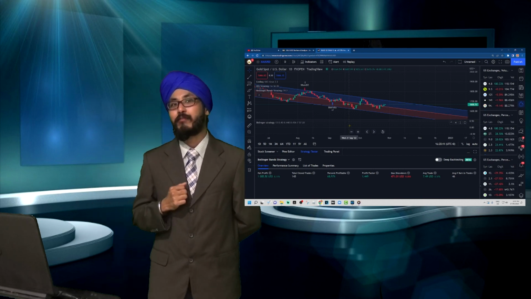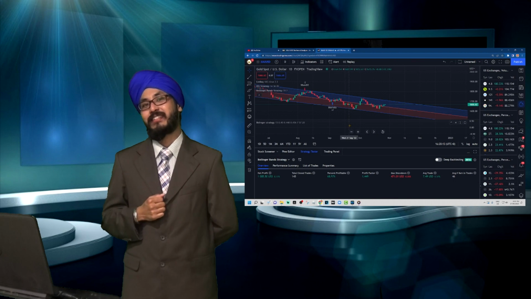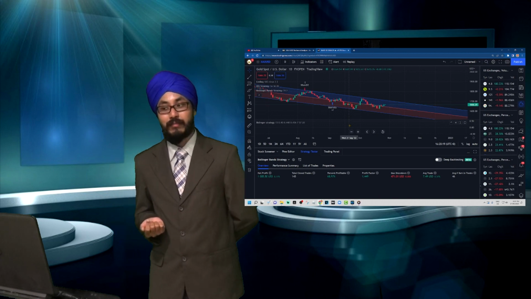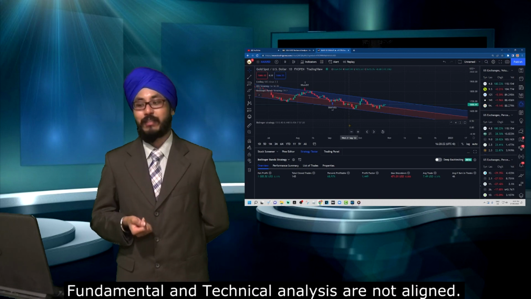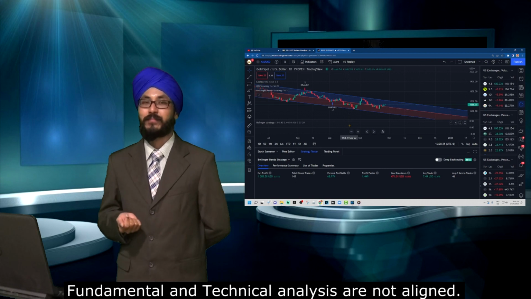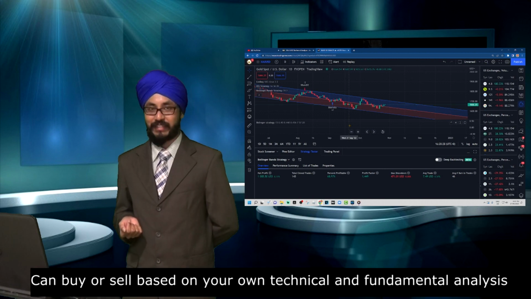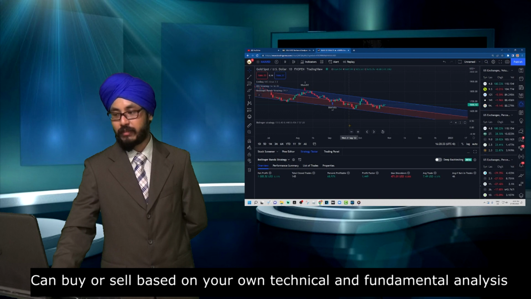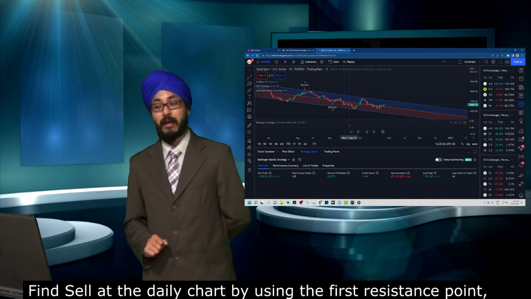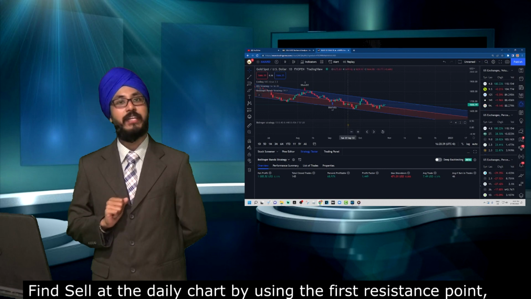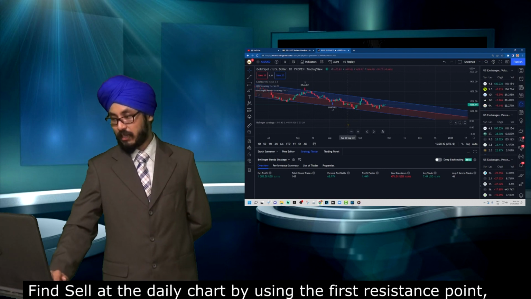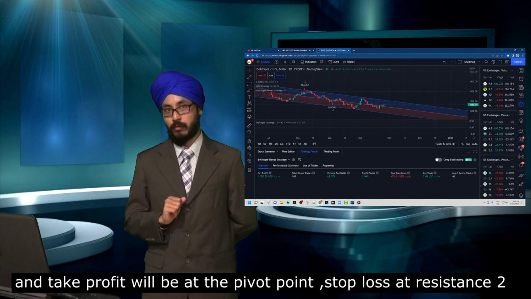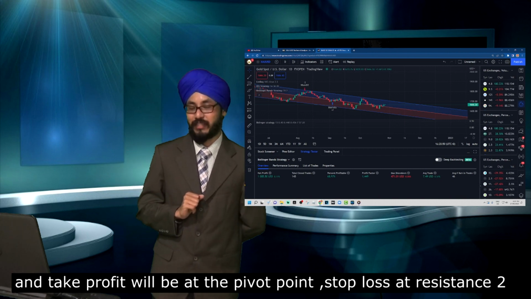So when we see that our fundamental and our technical analysis do not align together, it is best not to trade. However, in case you would like to trade, you can actually trade based on your own technical analysis and your findings on fundamental analysis. I would suggest, if you want to trade, you can still go for a sell. However, you would not choose the daily. If you would like to go for a sell, it is very important for you to wait for the US GDP data to be out, and then you can place your sell.